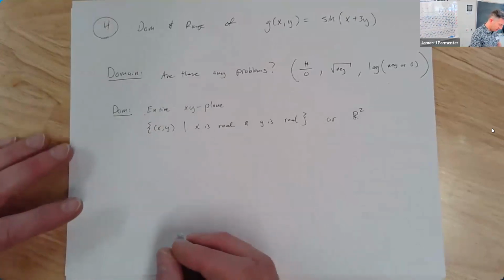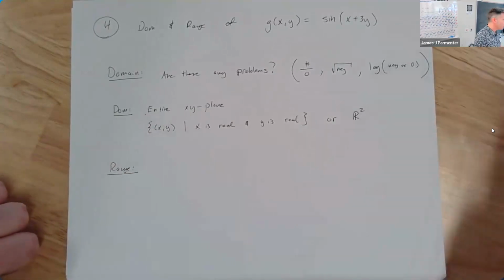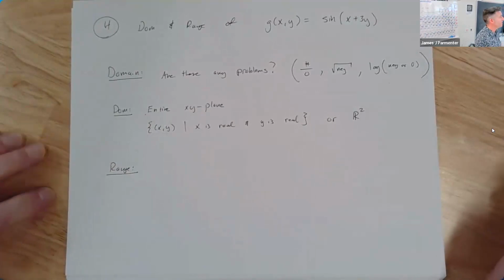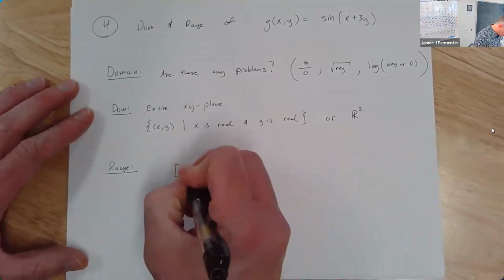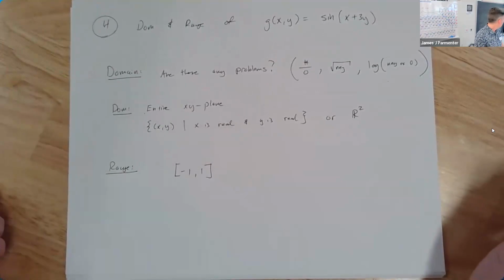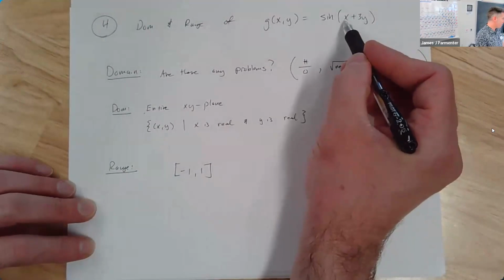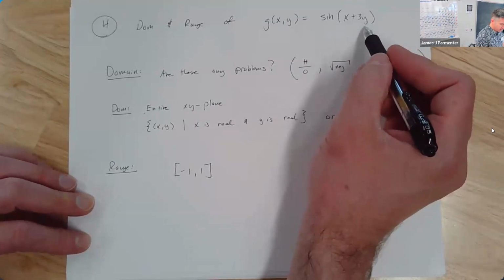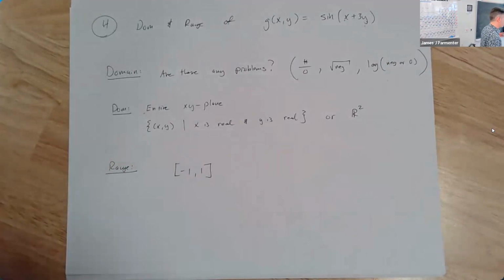The range, on the other hand, is much easier to answer. We have a sine function. We have seen before that the biggest sine can ever be is 1, and the smallest sine can ever be is -1. So the range here is -1 to 1. I can definitely get it as big as 1 by letting y equal 0 and x equal pi over 2. And I can get it as small as -1 by letting y equal 0 and x equal 3 pi over 2. For example, there are lots of other ways you can get those values. That's just one way.